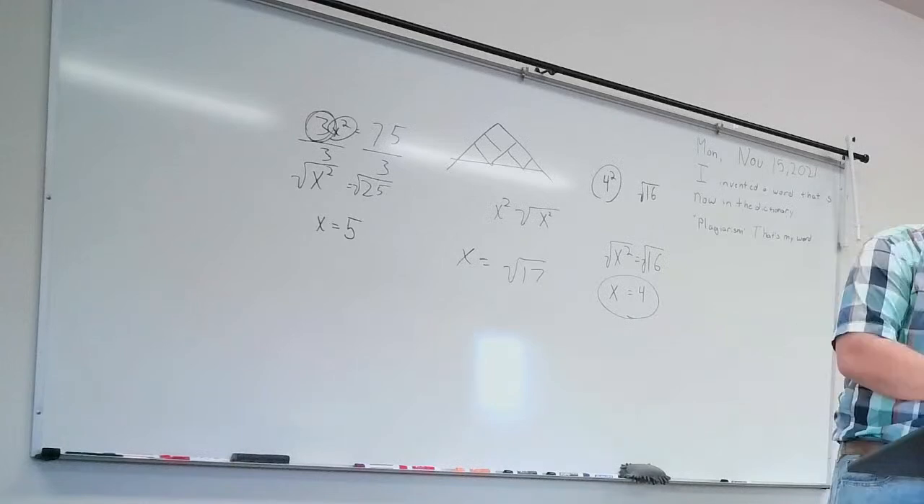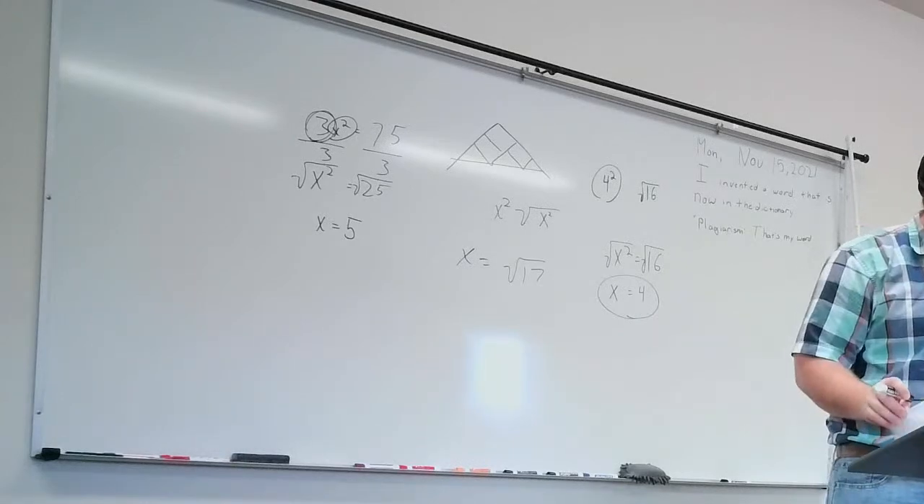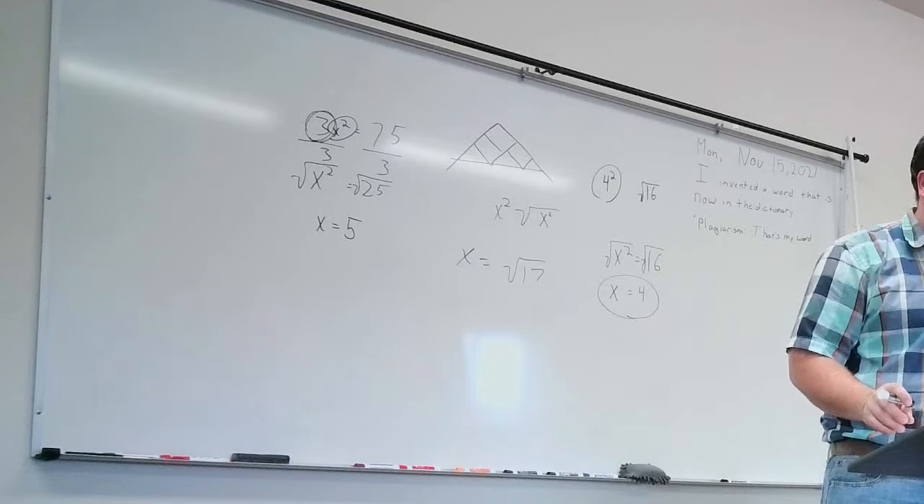If you add all the degree angles of a triangle together, what do you get? 180. Doesn't matter what size or shape the triangle is.